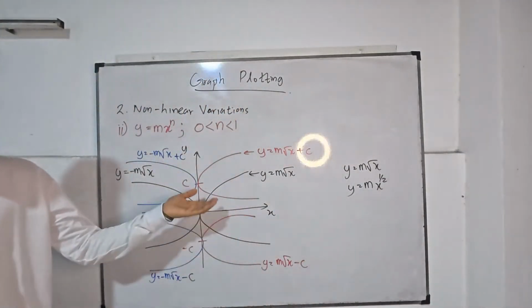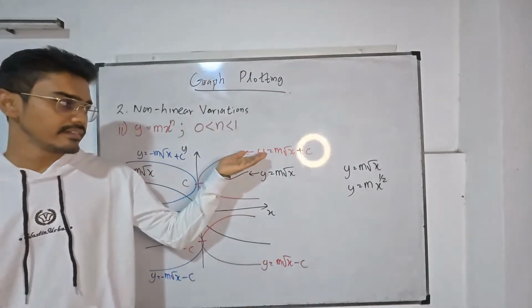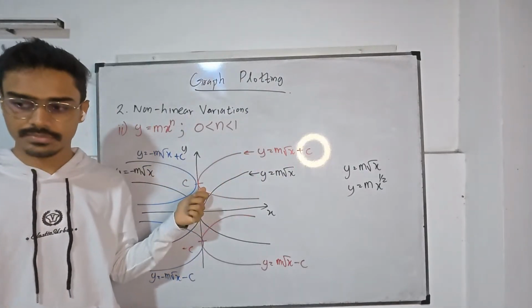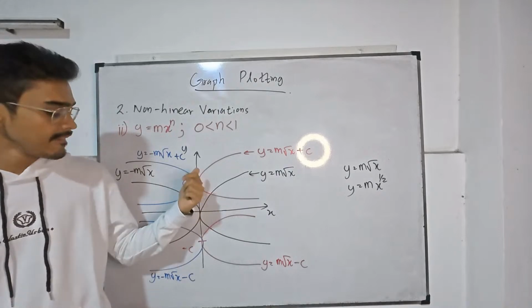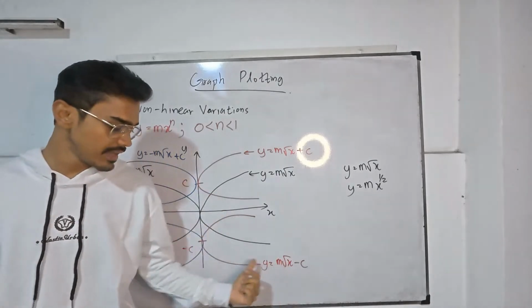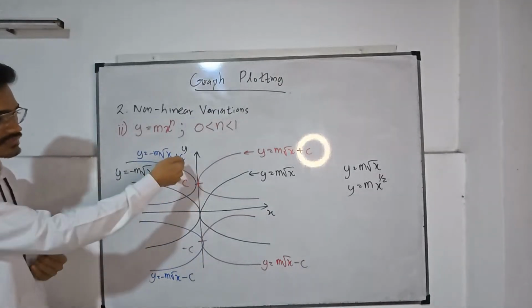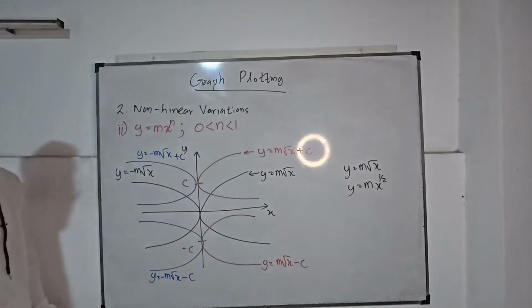And if we add the intercept, it will be y equals m root x plus c, where it intercepts with the plus c intercept here, and y equals m root x minus c here. Similarly, these are minus m root x curves with plus c and minus c. Take it down.